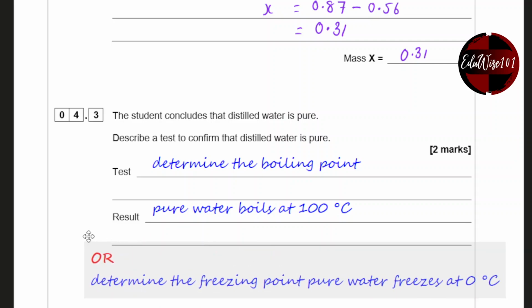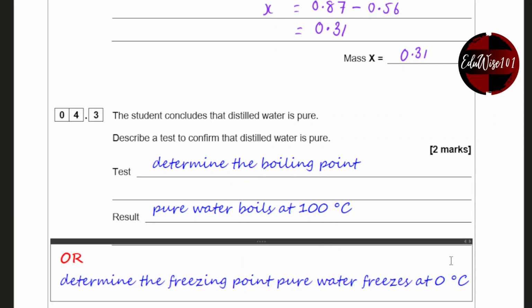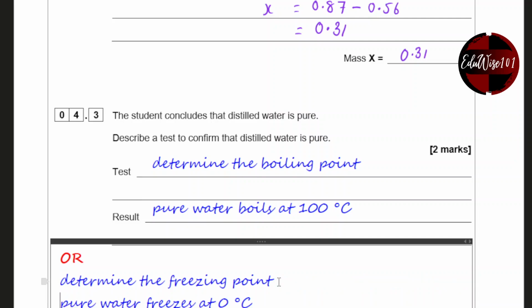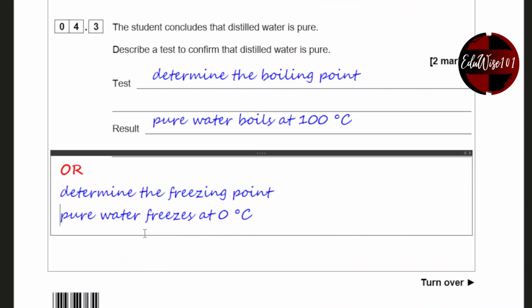Or you could say determine the freezing point, and pure water freezes at 0 degrees. So this is your test. And that's your result.